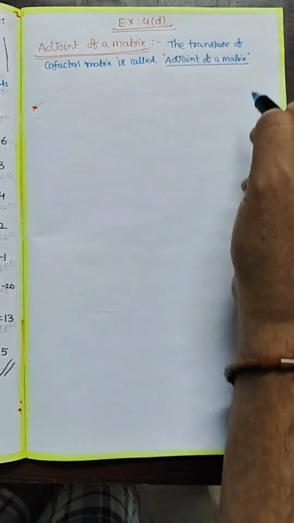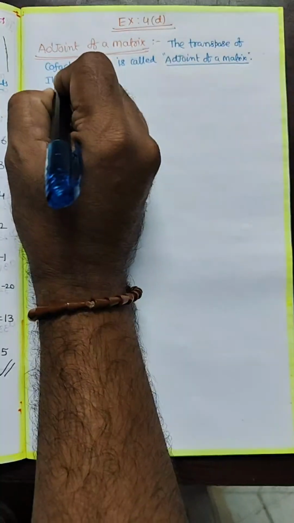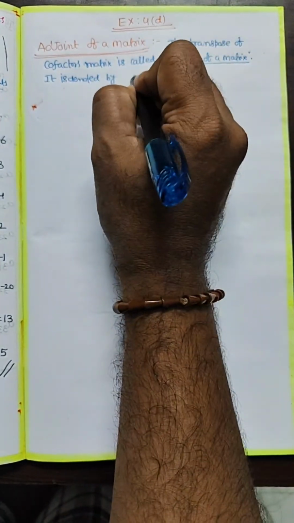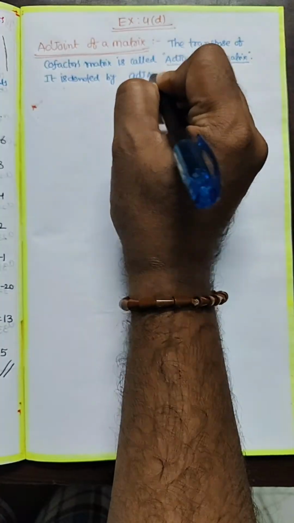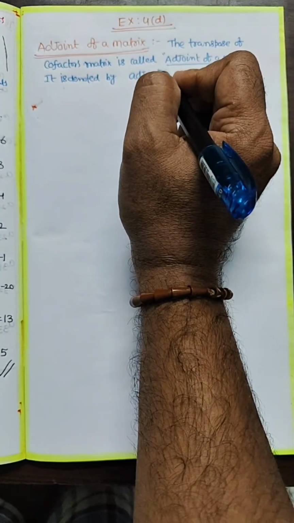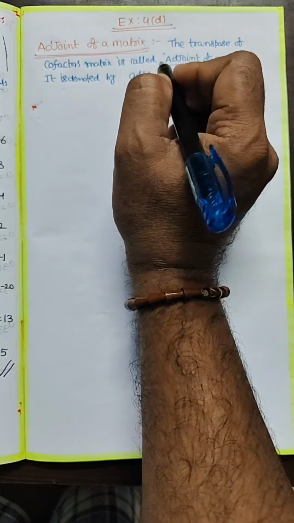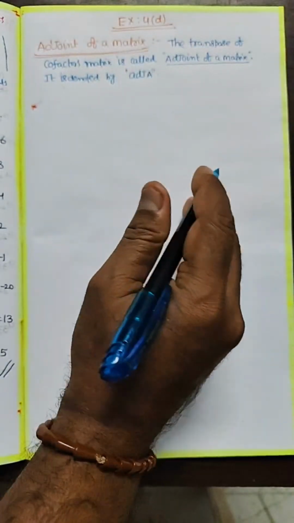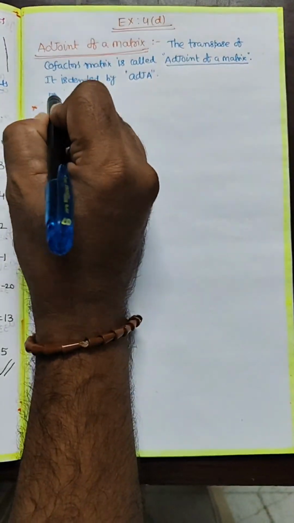Simple definition, dear students. What does adjoint matrix mean? The transpose of cofactors of a matrix is called the adjoint matrix. After knowing the definition, it is denoted by adjoint of A, or sometimes capital A also they will use, but generally this is the way, dear students.